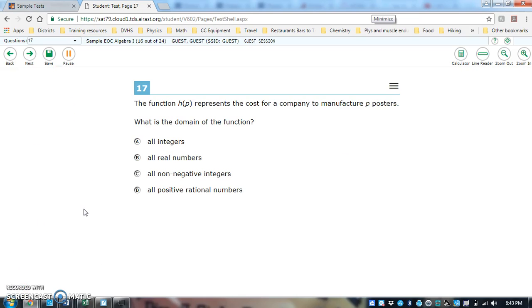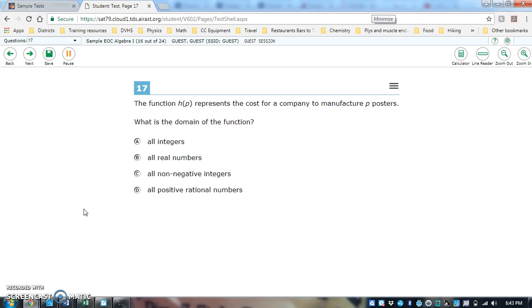The function h of p represents the cost for the company to manufacture p number of posters. What is the domain of the function? Well, there's a couple things we know about posters. One, they have to be positive. We can't have negative posters. And they also have to be whole numbers. You can't sell half or quarter posters.